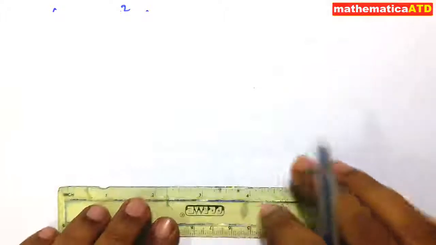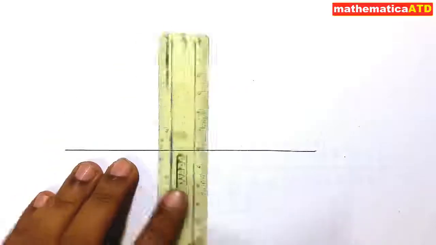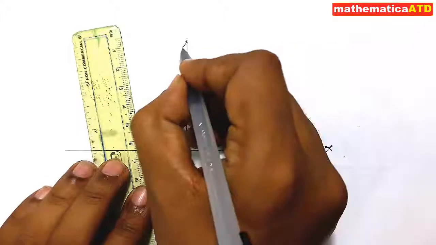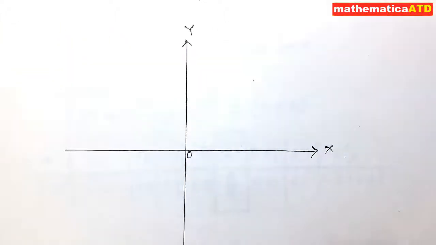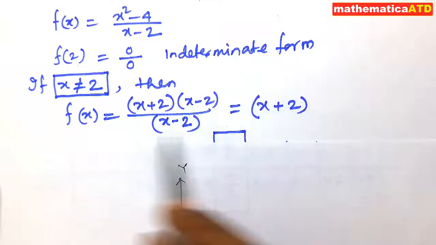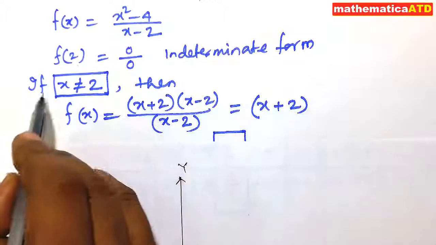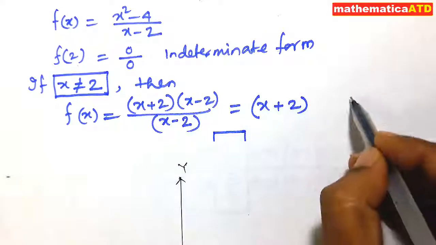Consider the axes respectively, x-axis and y-axis. Say this is x-axis and this one is y-axis. This is the origin, and see that from this one f(x) is equal to x + 2. f(x) is equal to x + 2. This is only when x is not equal to 2. Okay, so f(x) is equal to x + 2 means it is of this form.